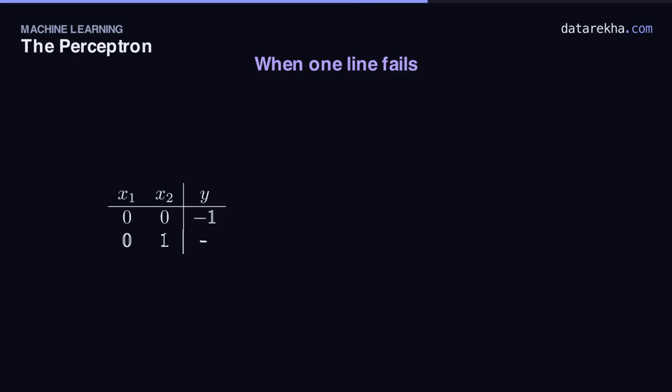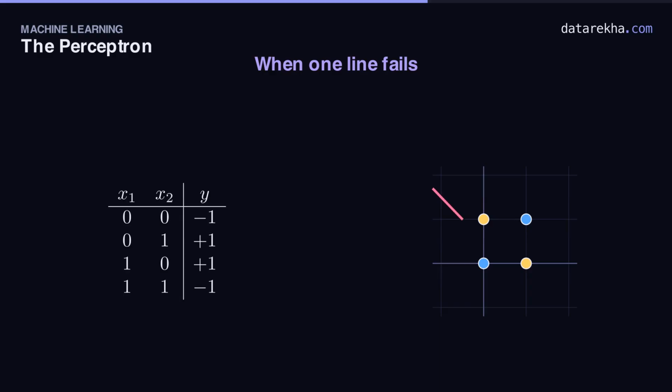But some patterns defeat a single line entirely, and the classic one is XOR, exclusive OR. The answer is positive when the two inputs differ, and negative when they match. Plot those four corners. The two positive points sit on one diagonal, the two negatives on the other. The classes are diagonally opposite. They interlock. Now try to separate them with one straight line.